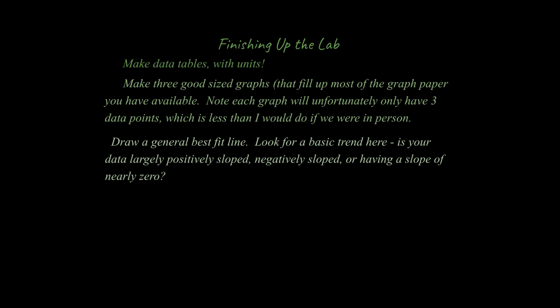So I do want you to draw a general best fit line, and you're going to look for a basic trend. So basically the question is: is this generally a positively sloped relationship, a negatively sloped relationship, or generally does it have a slope of nearly 0? And I want you to think about what it would mean if you had any of those 3 logical options. Like if your slope is positive or negative or roughly 0, what does that mean for those 2 factors and how they affect each other?